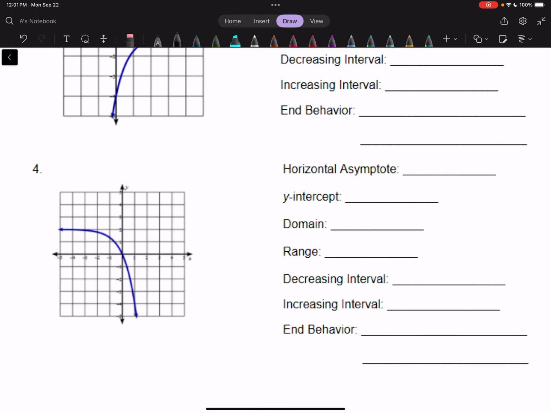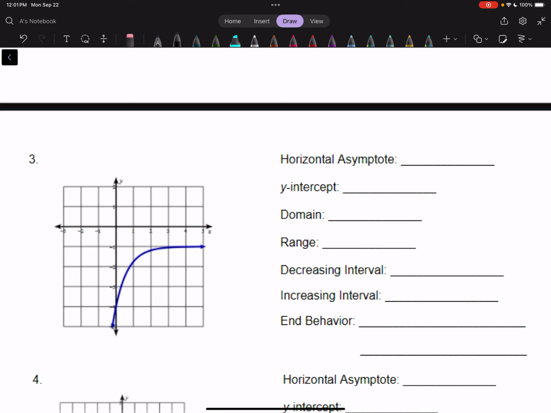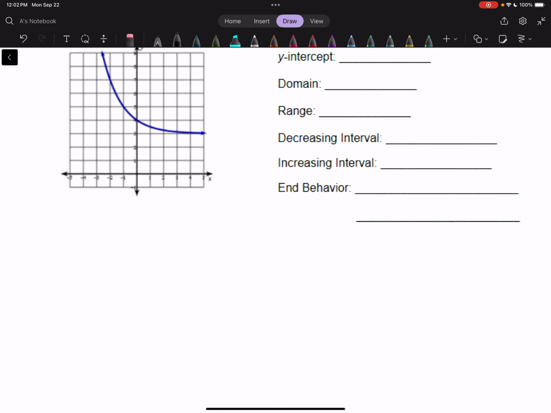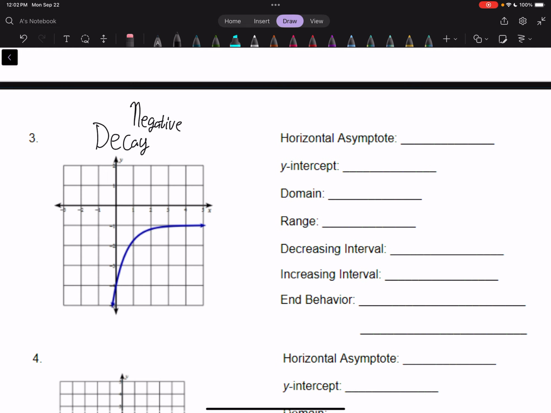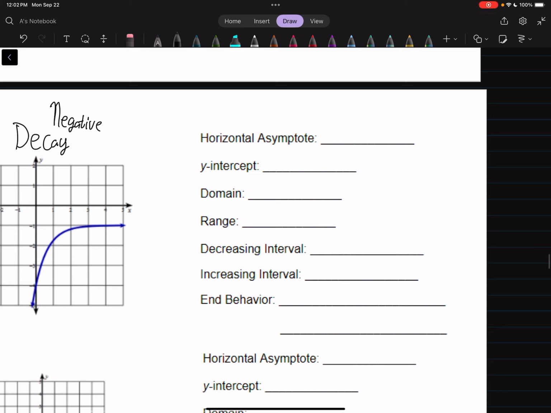I'm going to do number 3 and let you try number 4. Number 3, as I go to the right, my y value is leveling off as x goes to infinity. This is a decay function. It is important to note this is negative decay. That is why it looks like this graph versus the graph on number 2. So my horizontal asymptote is at y equals negative 1.